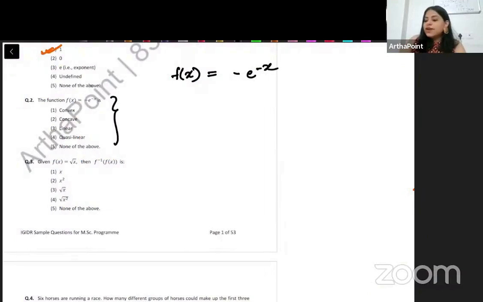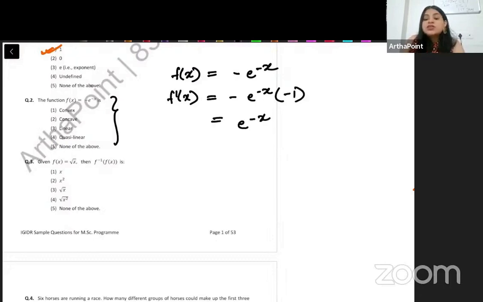If I differentiate this function, look beta, e to the power anything is itself. So minus e^(-x) will remain as it is, and I have to use the chain rule. Differentiation of minus x will be minus 1. So this will be e^(-x). This is the first order differentiation.